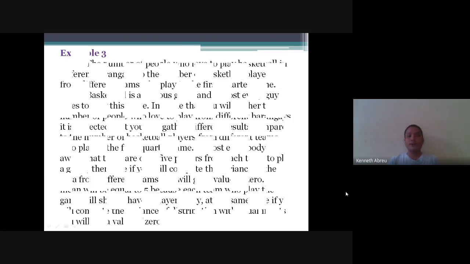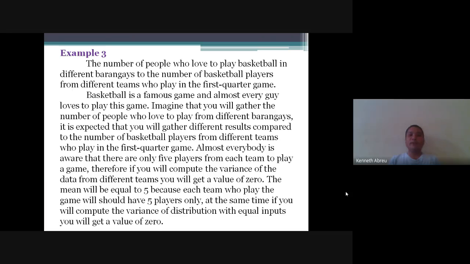And third example, the number of people who love to play basketball in different barangays compared to the number of basketball players from different teams who will play in the first quarter of a game. So, basketball is a famous game and almost every guy loves to play this game. Imagine that you will gather the number of people who love to play in different barangays. It is expected that you will gather different results compared to the number of basketball players from different teams who play in the first quarter of a game.